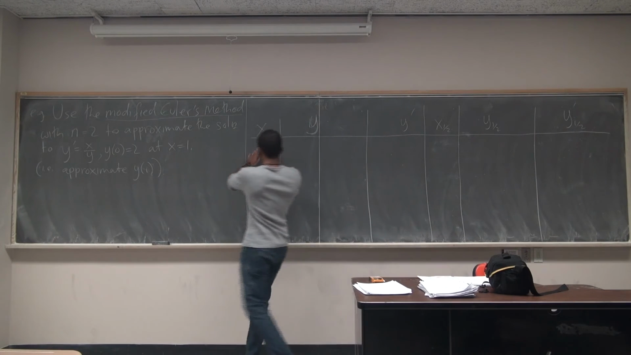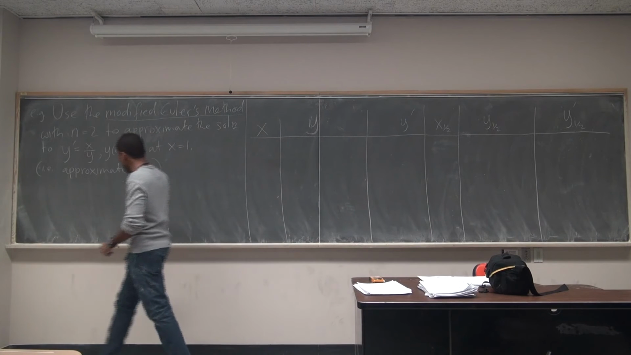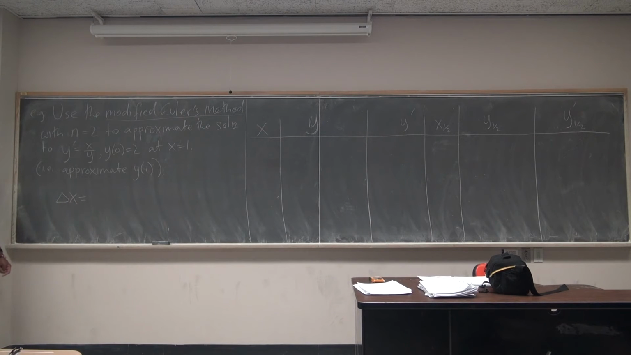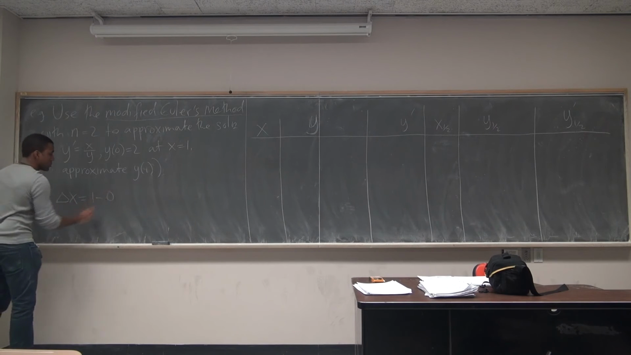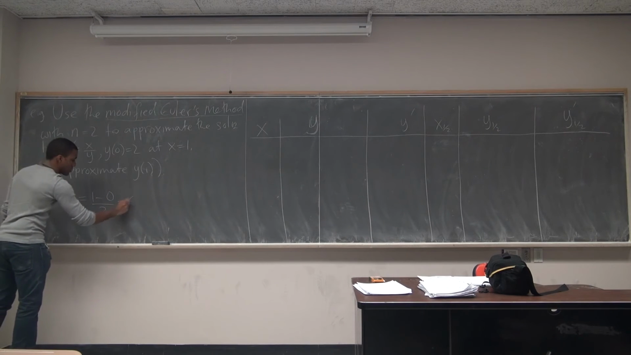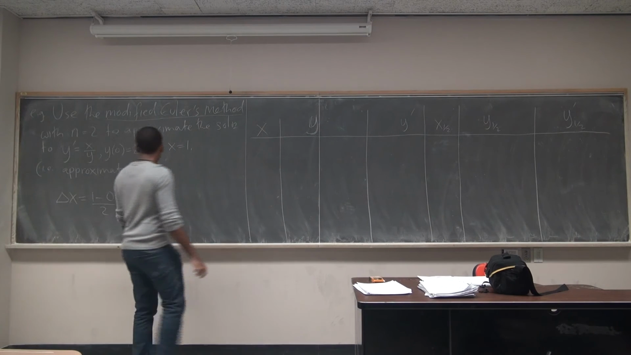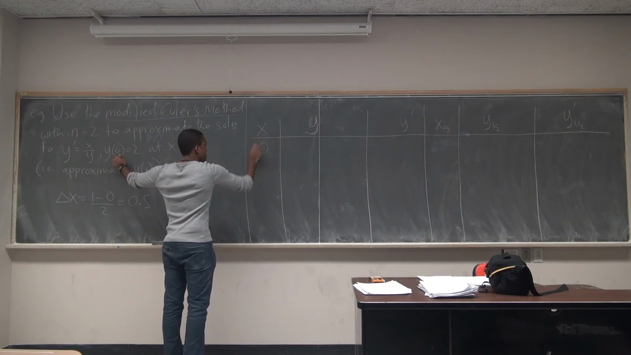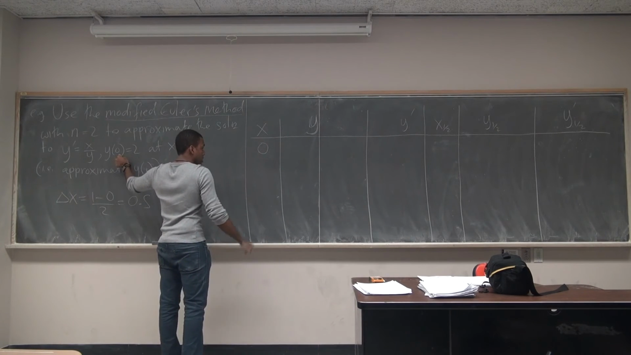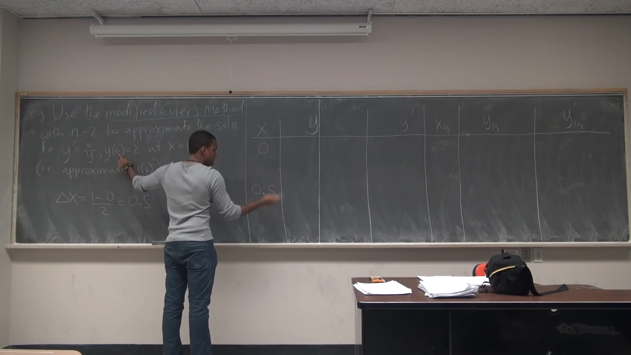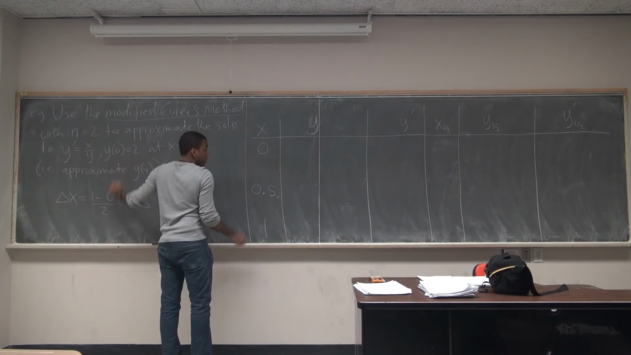Okay, so with x's, let's figure out the guys here. What's my delta x? It's 1 minus 0 divided by 2, so it's 0.5, right? My initial is 0. I always start with 0, then I keep adding delta x. So 0 plus delta x is 0.5, and 0.5 plus delta x gets me that 1.